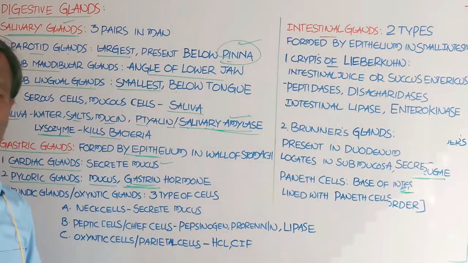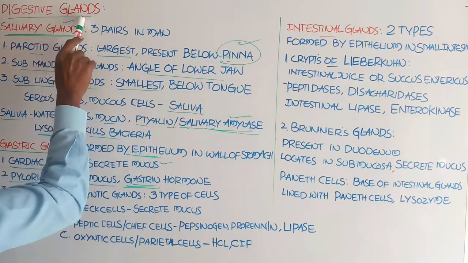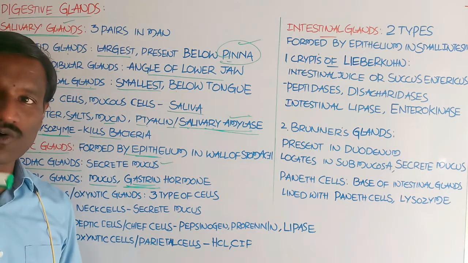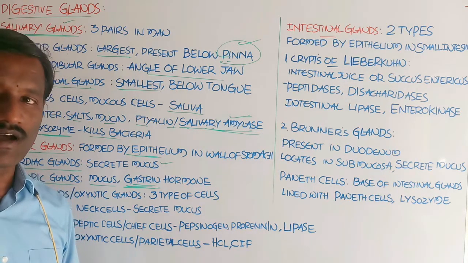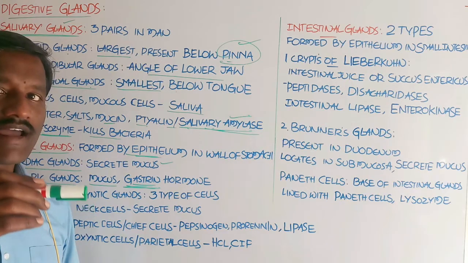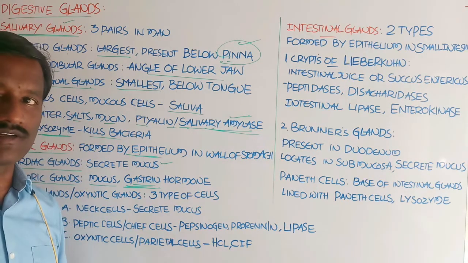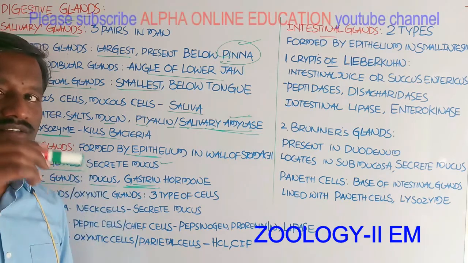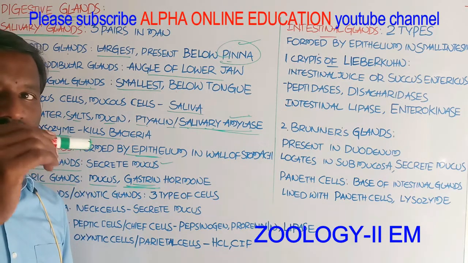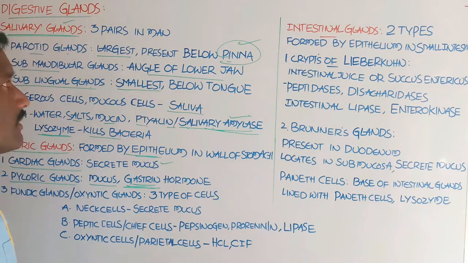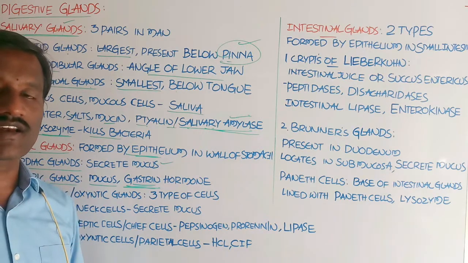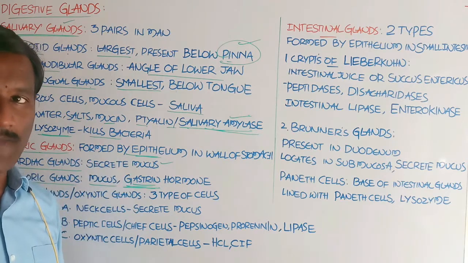Okay students, I am going to discuss digestive glands. Digestive glands are located at different parts of the alimentary canal and help in the digestion of food particles. Digestive glands secrete juices which help in the digestion of the food particles, and include salivary glands, gastric glands, intestinal glands, and also the associated liver and pancreas.